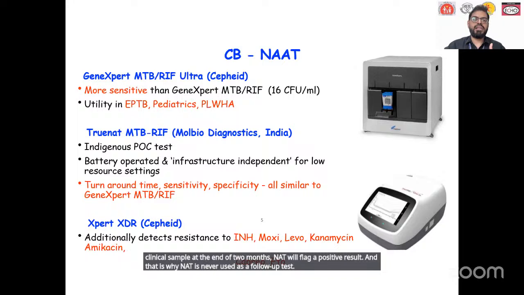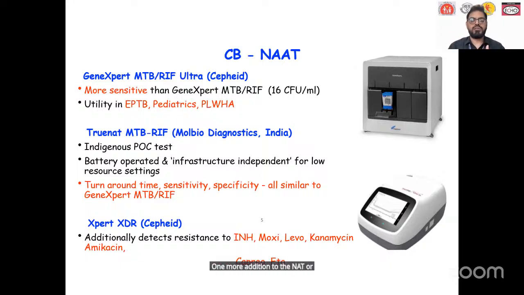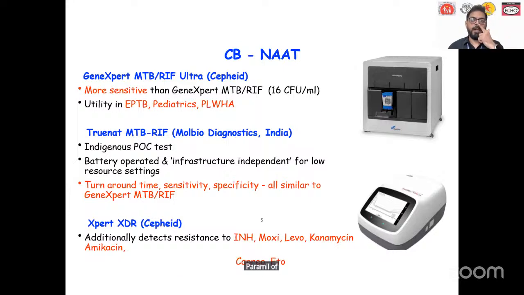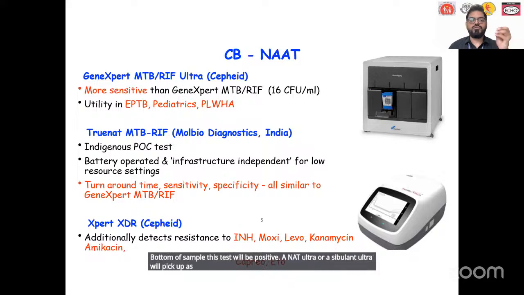One more addition to the NAT, or I can say improvement to the NAT, is a NAT Ultra or a CB-NAT Ultra. The mechanism, the machinery, everything is exactly the same. The sensitivity is much higher. As we saw, NAT can pick up around 100 to 120 bacilli per ml of sample. The test will be positive. A NAT Ultra or a CB-NAT Ultra will pick up as low as 12 to 14 bacilli per ml of sample. In fact, CB-NAT Ultra is even more sensitive than culture.